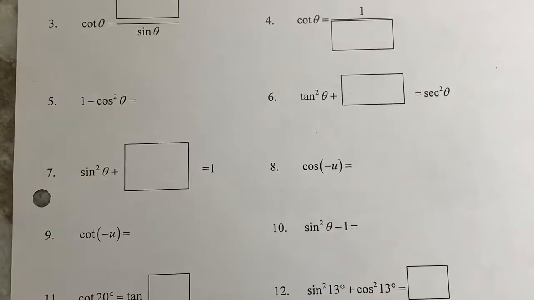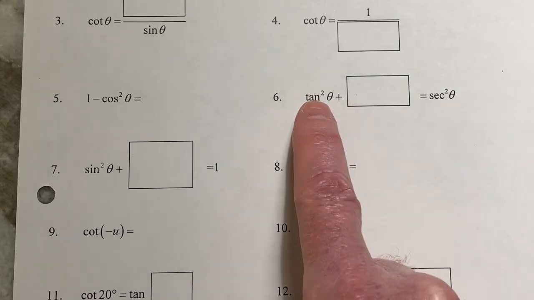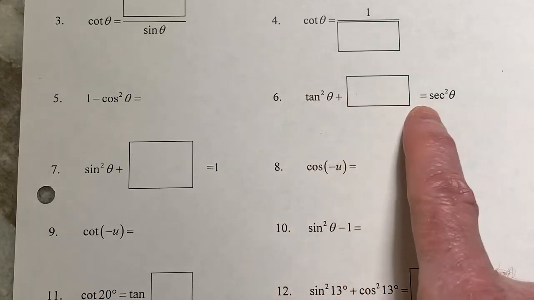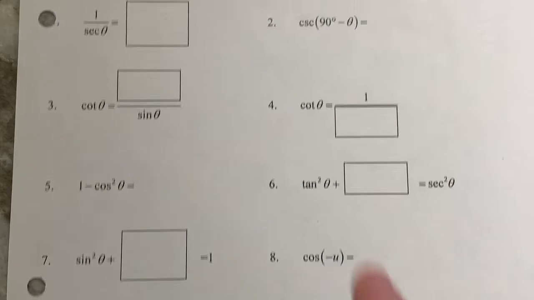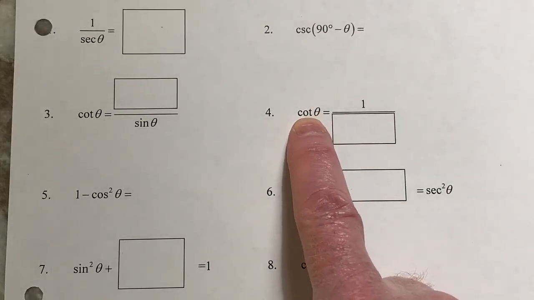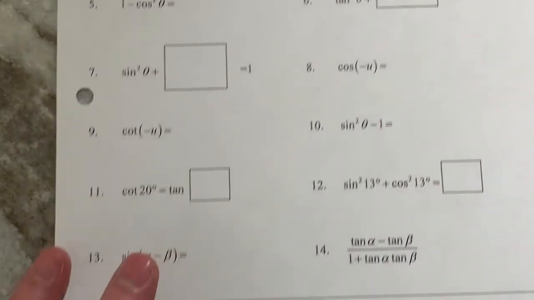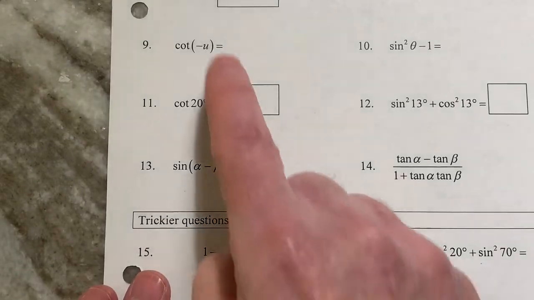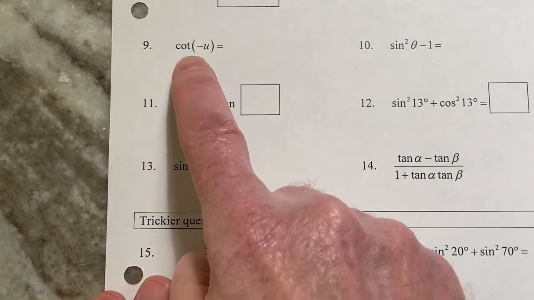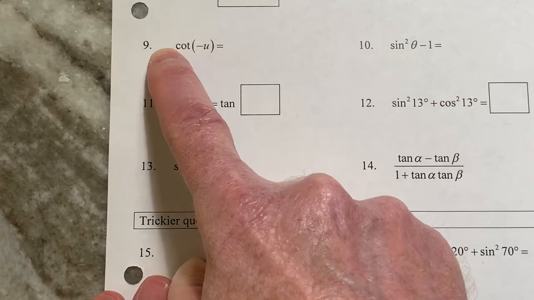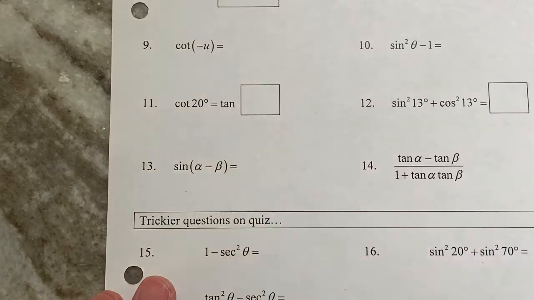of u. Or remember this one, do you remember the Pythagorean identity that's tangent squared theta plus 1 equals secant squared theta? Or do you remember that cotangent is the reciprocal of tangent, so 1 over tangent theta? Right? These are the kinds of things that I'm just putting out here. Or do you remember that cotangent of negative u, because that's one of the odd ones, I can factor the negative out and call it negative cotangent of u?